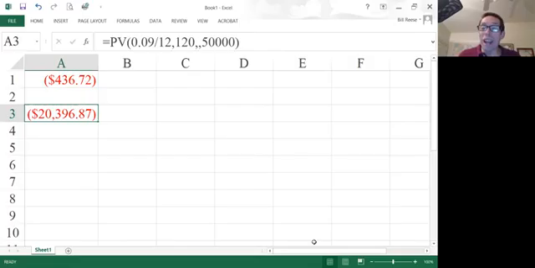So the discounted value of $50,000 to be received 10 years from now is $20,396.87 when the discount rate is a 9% APR with monthly compounding. So right now we've got two equations that we have learned about, right? Let's go back to the whiteboard.